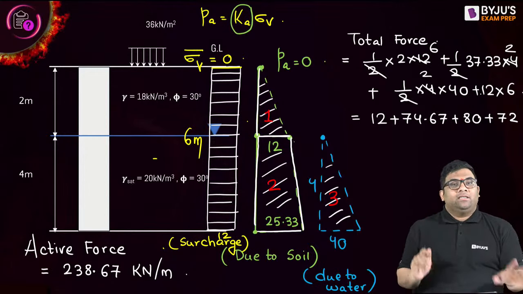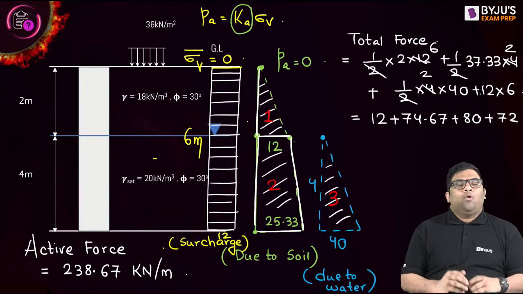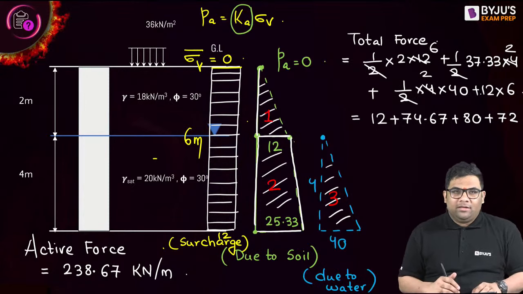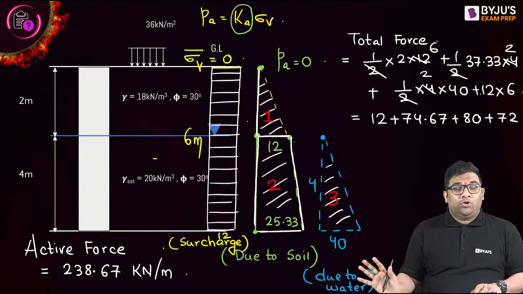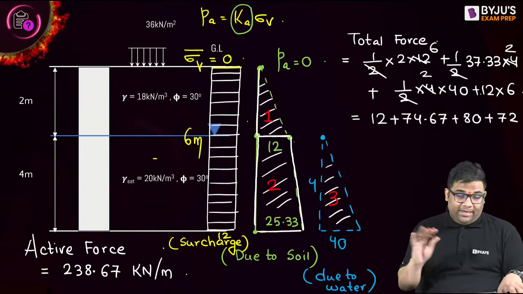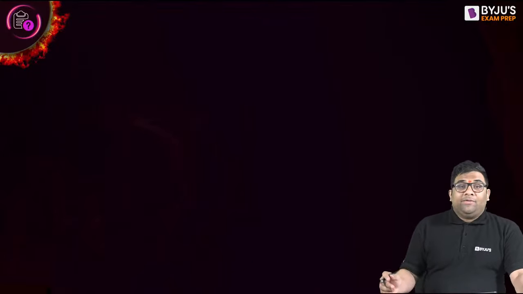There are three things. Surcharge: K into Q. Water table: gamma W into Z. And due to soil, it is simply K into the vertical stress. Draw the distributions correctly and take the area. That's it. Very easy. Okay, that was question number two.